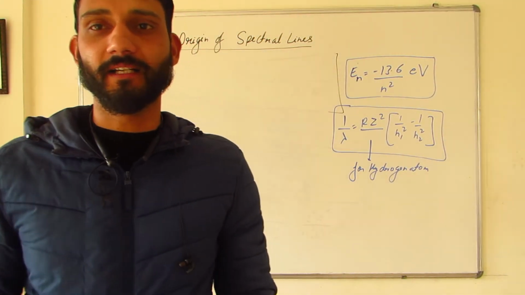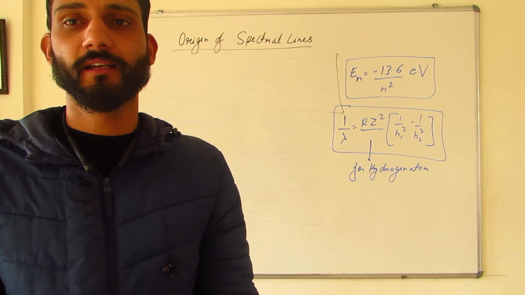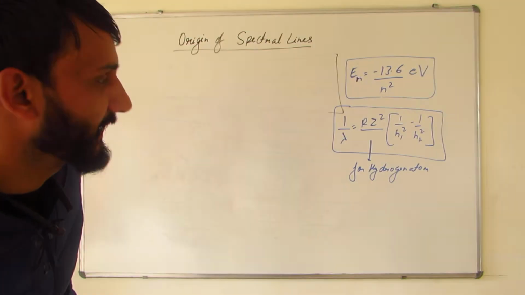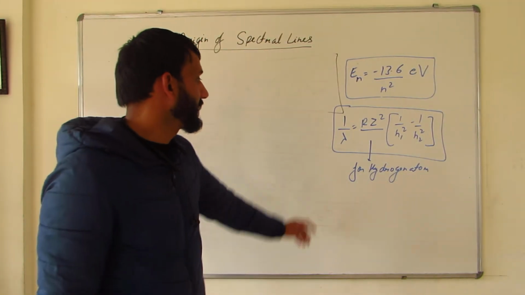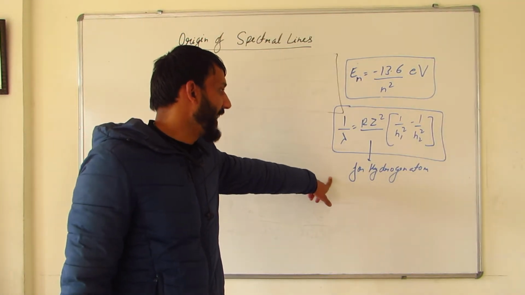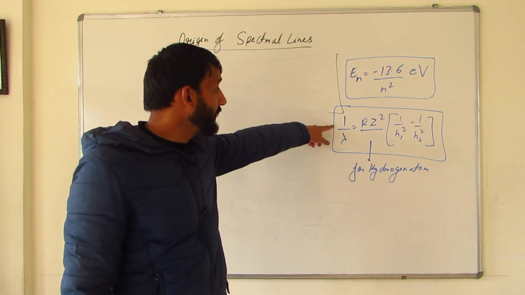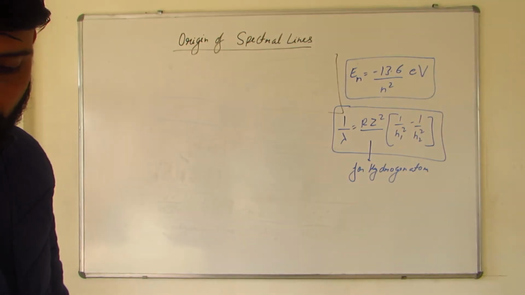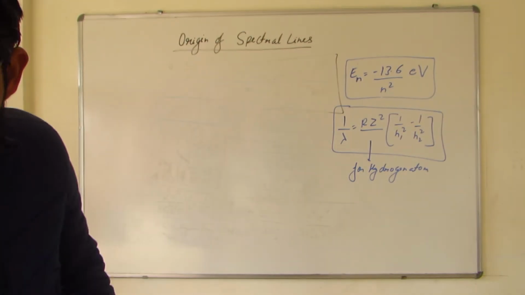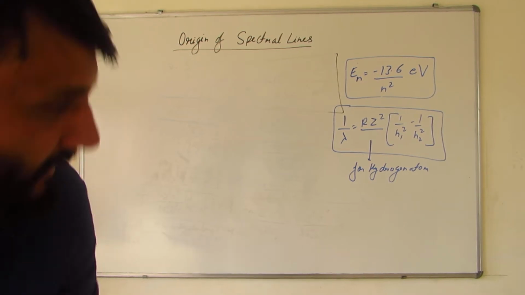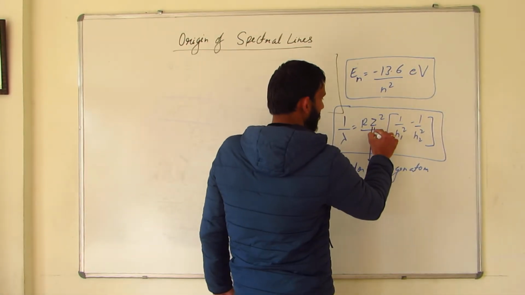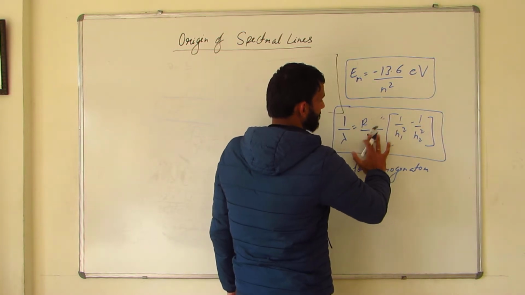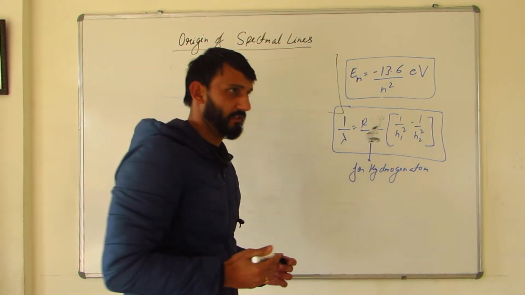We will continue our discussion on origin of spectral lines and also do few numericals based on this. So in the previous class we had discussed this formula which was for hydrogen atom, 1 by lambda is equals to R, where R was the Rydberg constant. If we are putting it for hydrogen, then obviously the value of Z will be 1, and it will become just R here. So this is the formula which we will use.